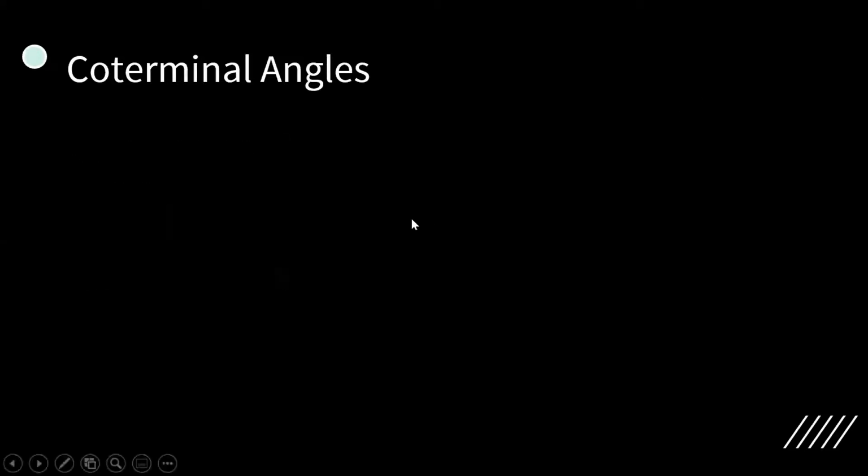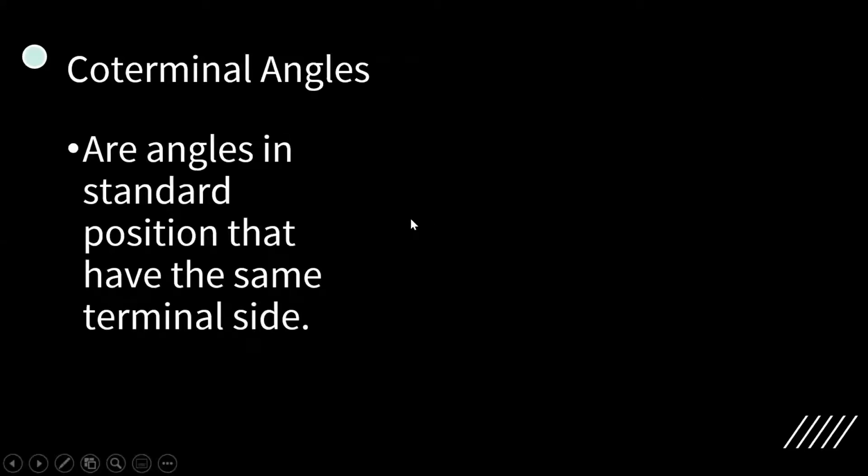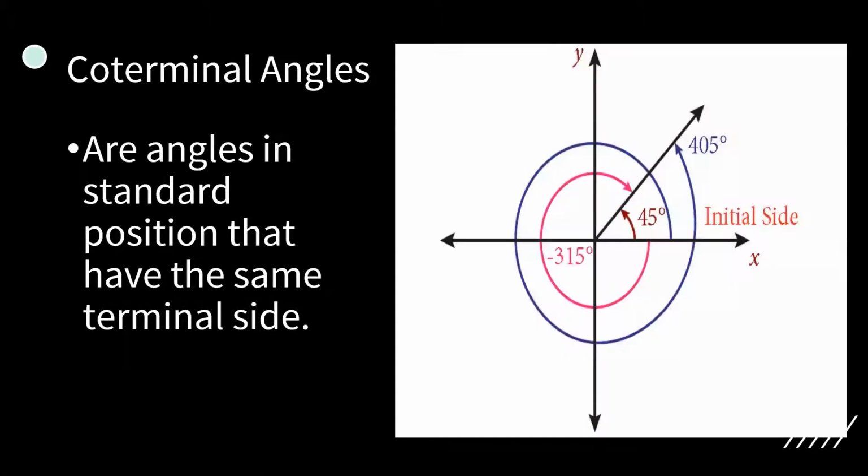Now, let's talk about coterminal angles. Coterminal angles are angles in standard position that have the same terminal side. So suppose we have this 45 degree angle. Negative 315 degrees and 405 degrees are its coterminal angles. They share a common terminal side.